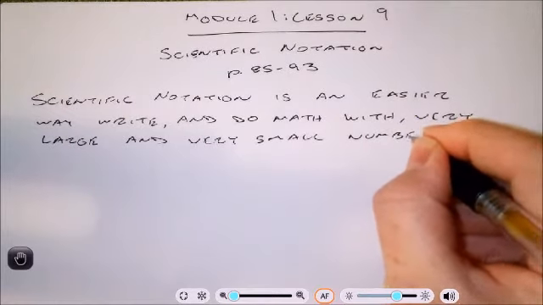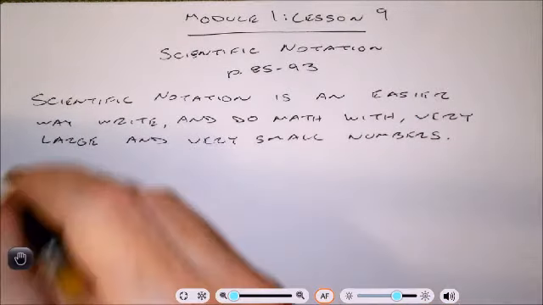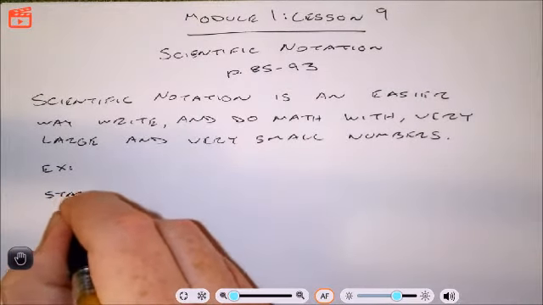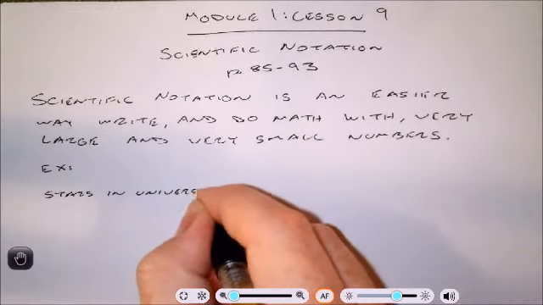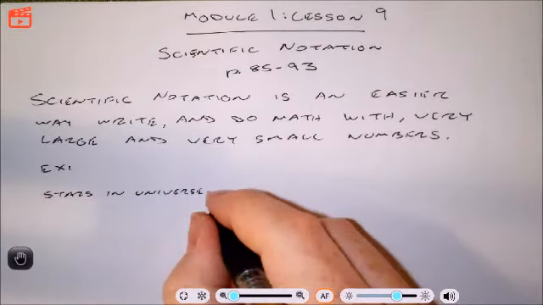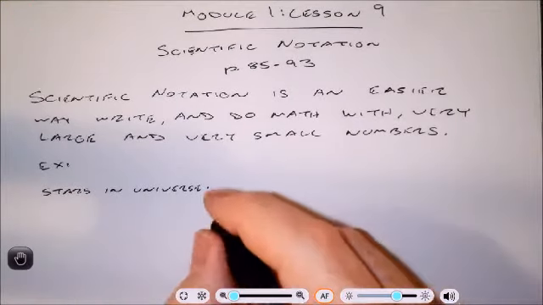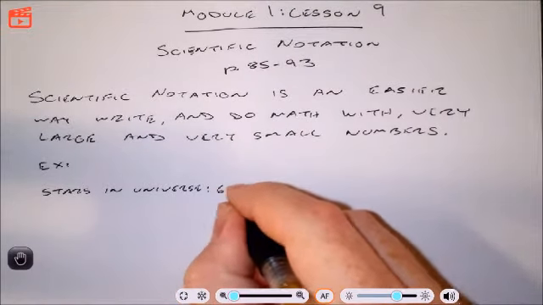As an example, let's look at a very small and a very large number. So for an example, let's talk about how many stars are in the universe. Stars in the universe, at least that we're aware of. If I were to write the number of stars in the universe in standard form, it would look something like this.